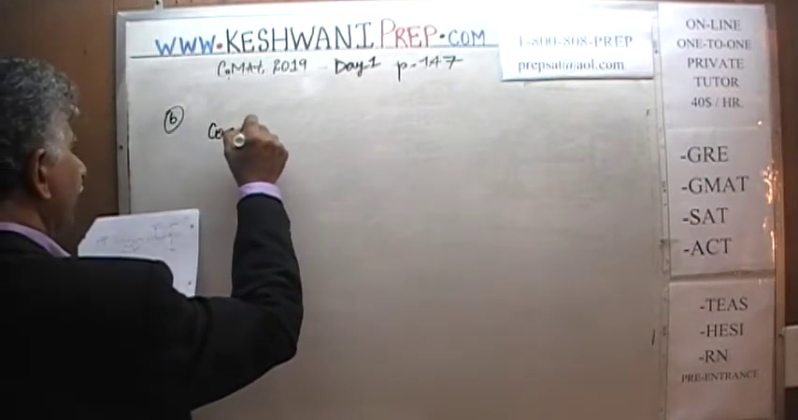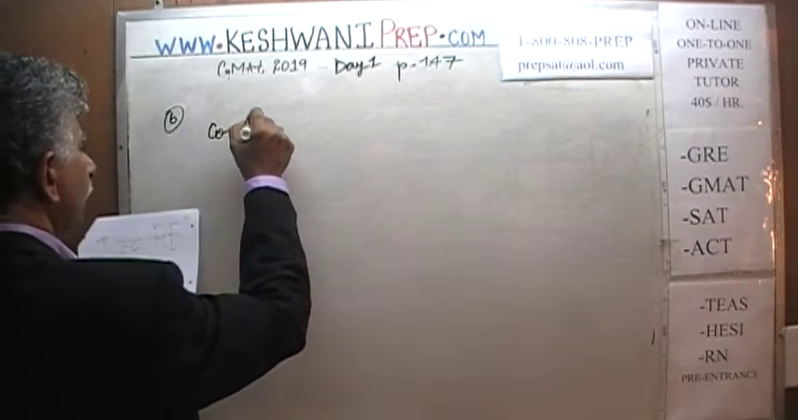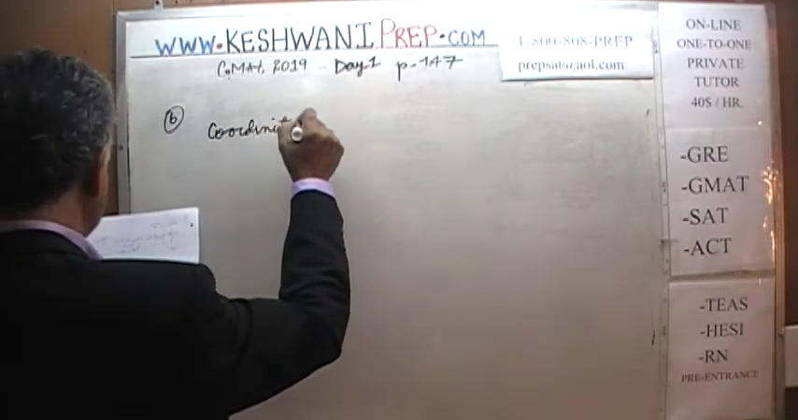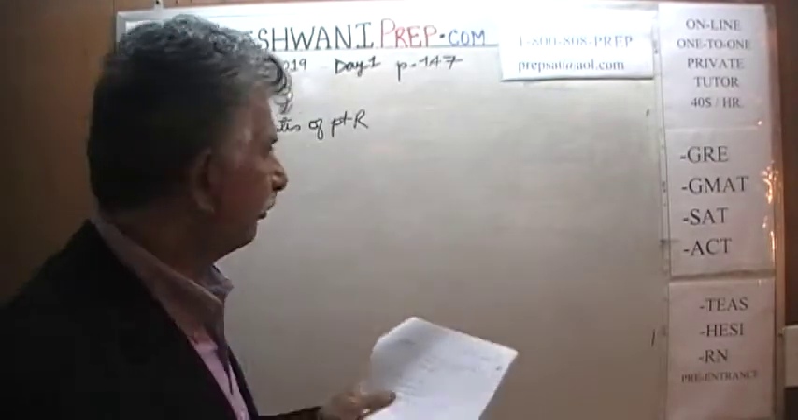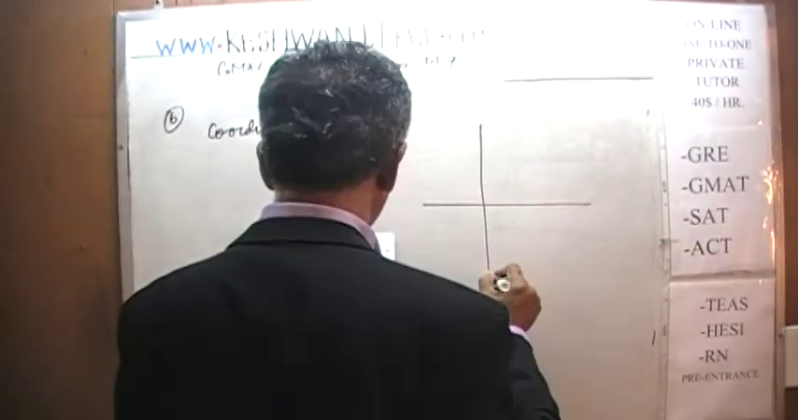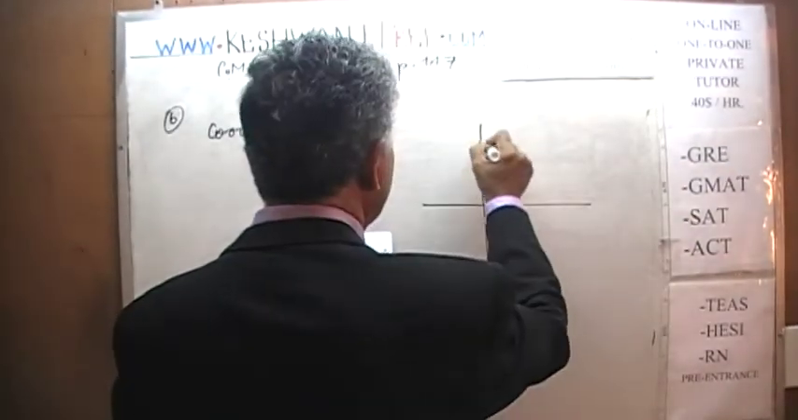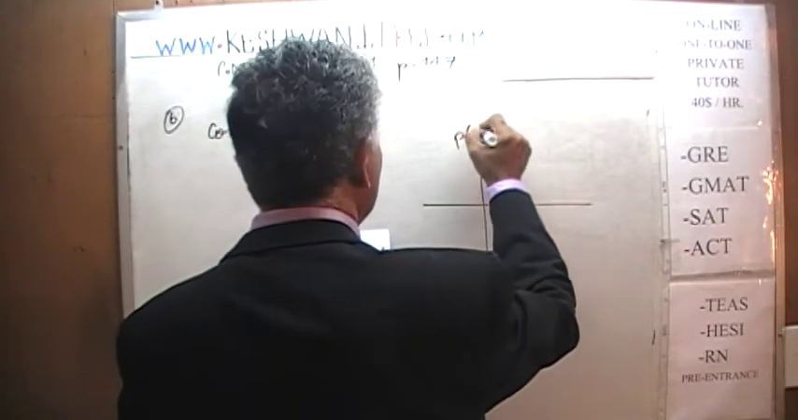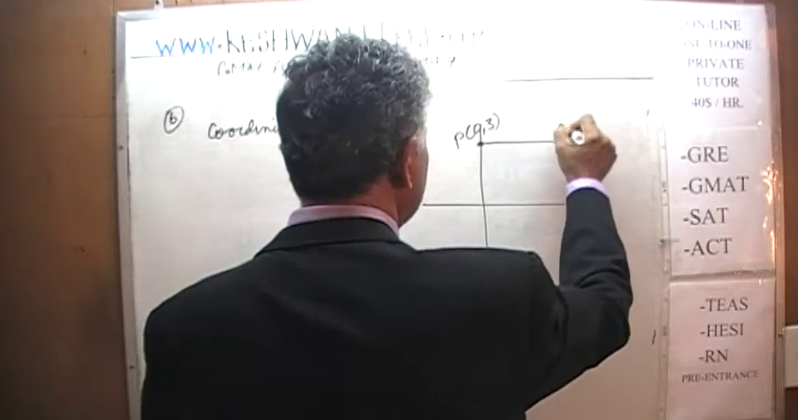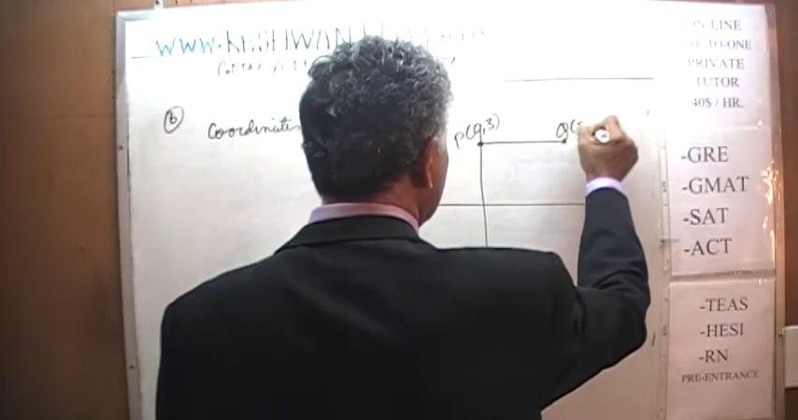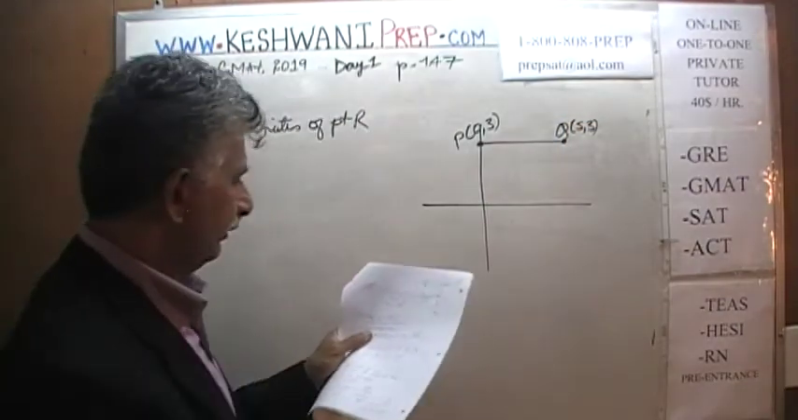We are simply asked to find the coordinates of point R. It's given something like this. We are told that this point is P, which is (0, 3). This point we are told here is Q, with a coordinate of (5, 3).